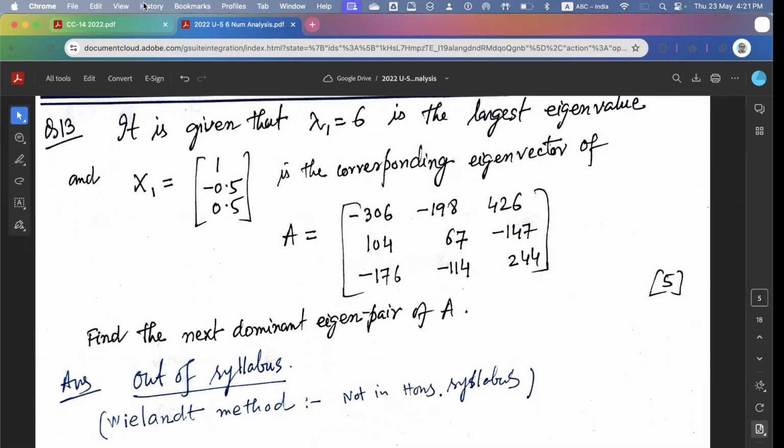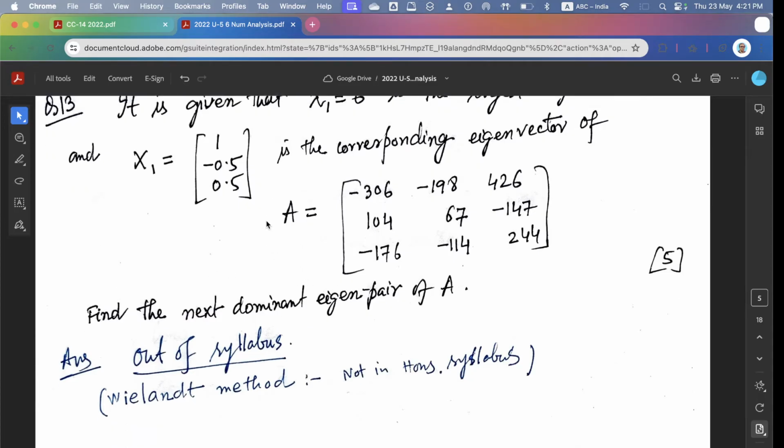Next, question 13. If it is given that lambda 1 equal to 6 is the largest eigenvalue, and x1 equals (1, -5, -0.5) is the corresponding eigenvector of A, find the next dominant eigenpair of A. But this question is out of syllabus. Actually, if you're interested in finding the next largest eigenvalue, search the website for the Wielandt method.